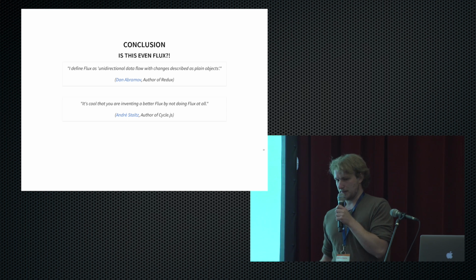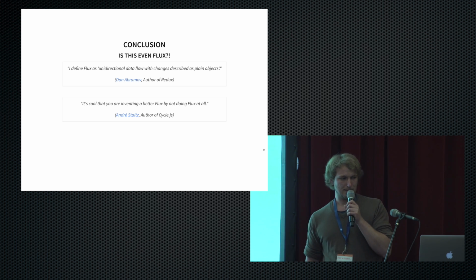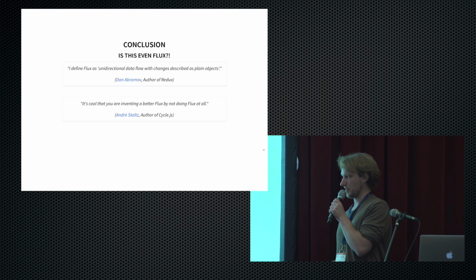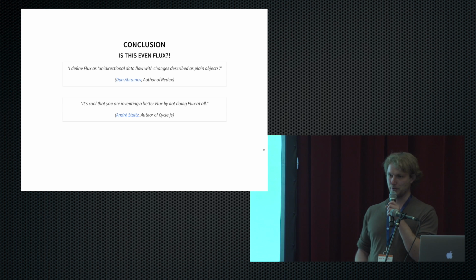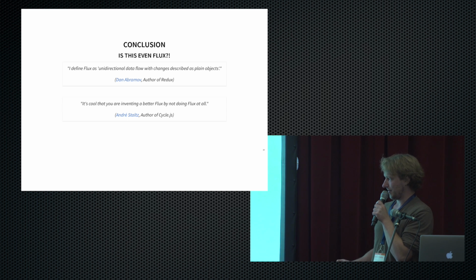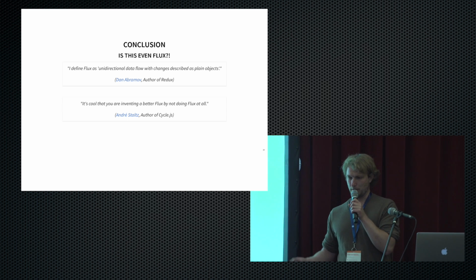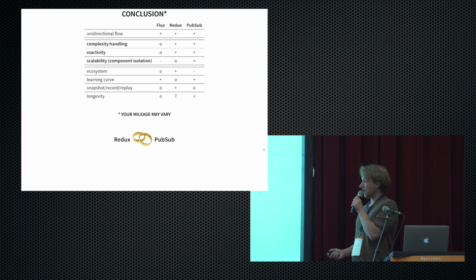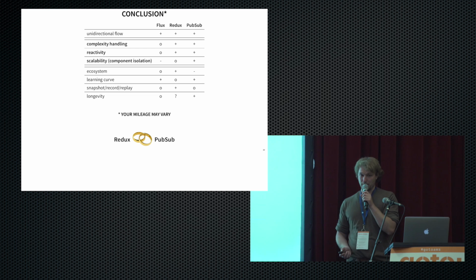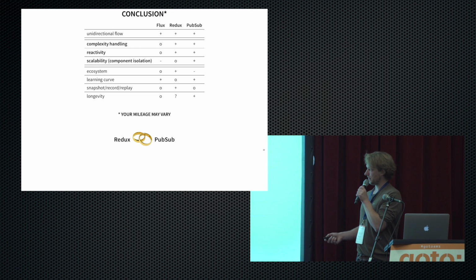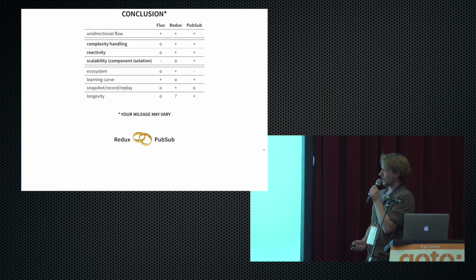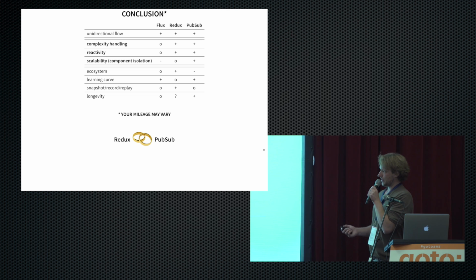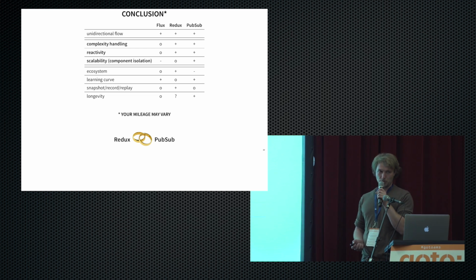And Andre Staltz has this to say, it's cool that you're inventing a better Flux by not doing Flux at all, also talking about Redux here, of course, but we like to think that's somewhat true of our approach as well. And it's actually not that important, it's terminology, but what we're doing is somewhat similar to Flux. And then you have the highly subjective judgment of things. All of those approaches are unidirectional flow. We set out 3 main goals that our architecture should solve.